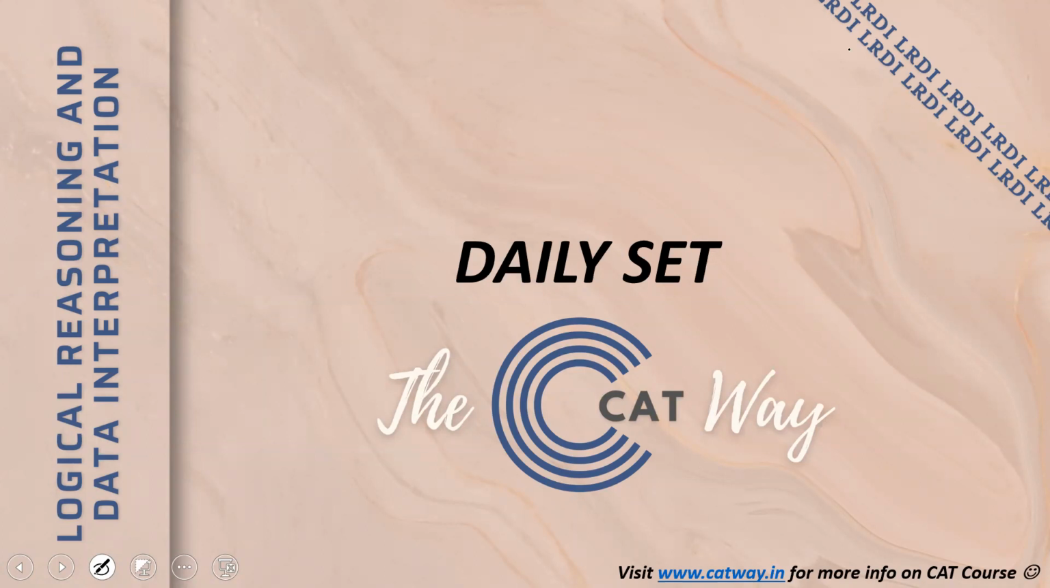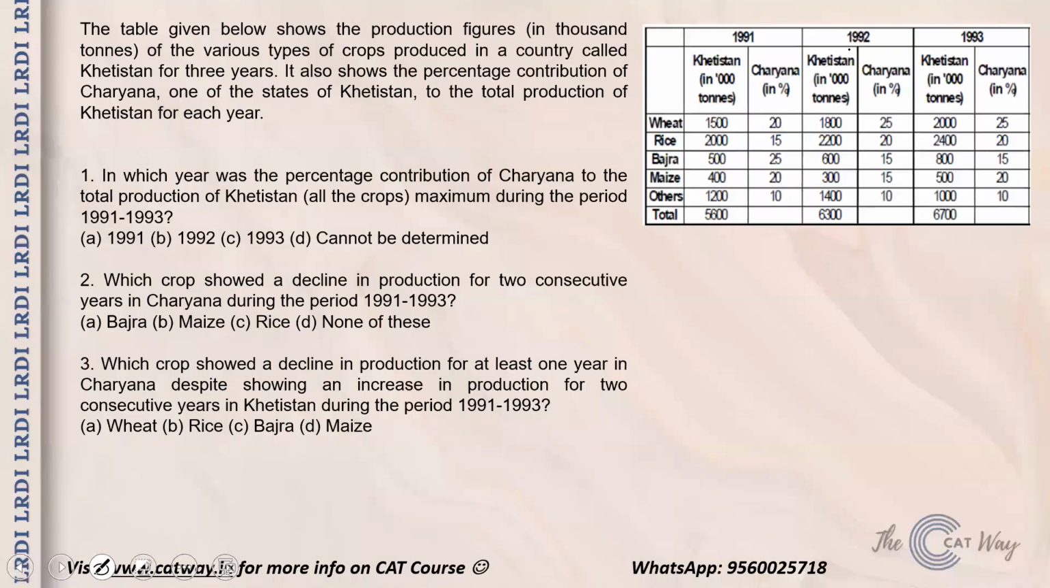Now moving on to the set, what do we have? The table given below shows the production figures in 1000 tons of various types of crops produced in a country called Kyrgyzstan for 3 years. Okay, so here it has been given the production of different crops in the country in 1000 tons. It also shows the percentage contribution of Chariana, one of the states in Kyrgyzstan, to the total production of Kyrgyzstan for each year.